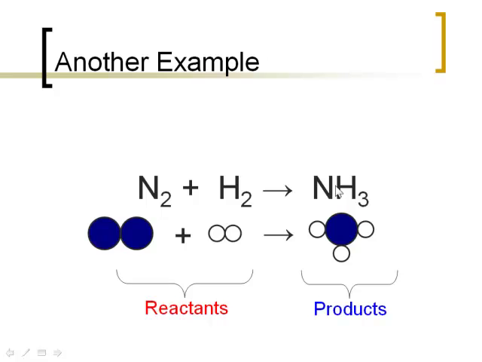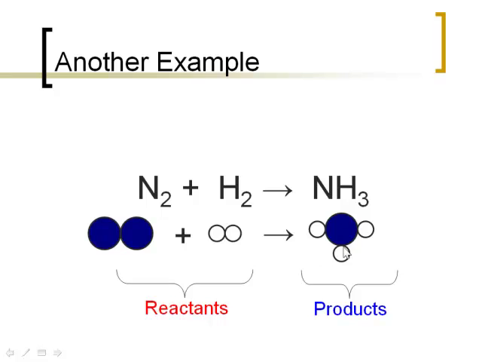Now notice, guys, again, what's wrong with this equation is that we do not have the same number of atoms of each type on both sides of the equation. On the reactant side, I have 2 atoms of nitrogen. On the product side, I only have 1. On the reactant side, I have 2 atoms of hydrogen. On the product side, I've got 3, so there are different numbers. So to balance the equation, we're going to change the coefficients.